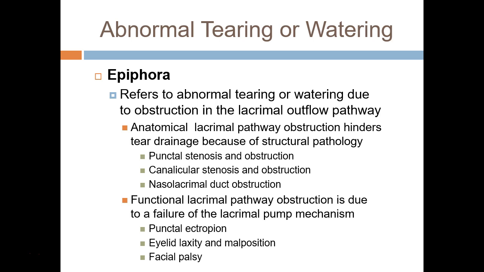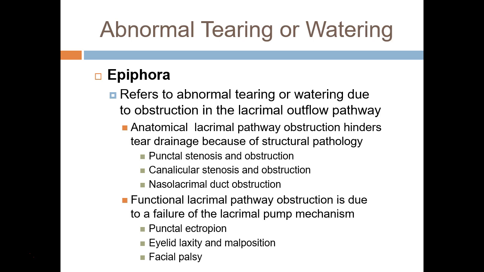So epiphora is when you have abnormal tearing or watering due to some obstruction, and it can be an anatomical obstruction or it can be a functional pathway obstruction. You see that the two different types are two different classifications of obstruction. So anatomical is when you have some kind of a blockage or stenosis of one of the orifices, the punctal orifice. A functional obstruction may be because the eyelid doesn't hook up to the globe right. You see the examples there: punctal ectropion, eyelid laxity, malposition.